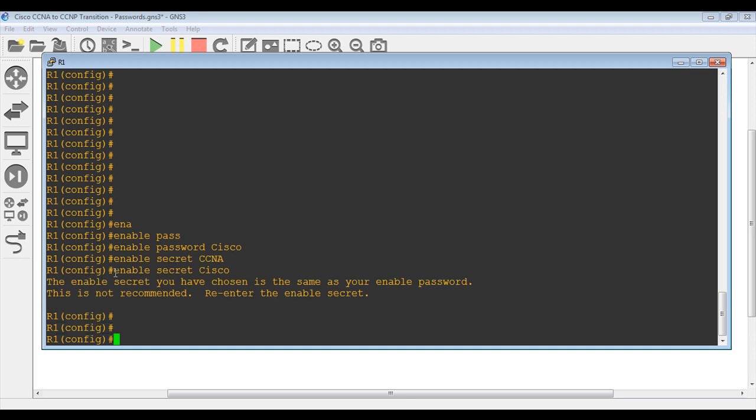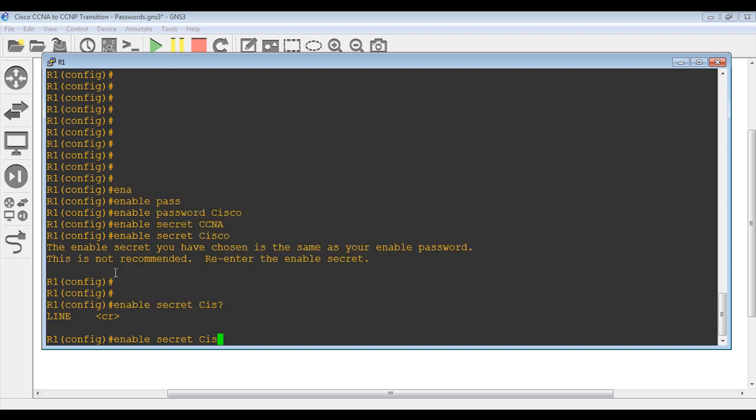Also, another thing: if we try to use a symbol like the question mark when configuring the password. So if I try to use enable secret, then Cisco, and instead of the second C, I try to enter the question mark to be a part of the password, we see that we cannot do that because the question mark then will display the help.